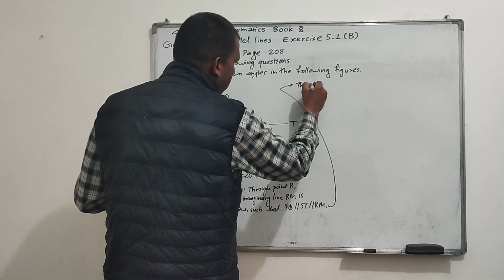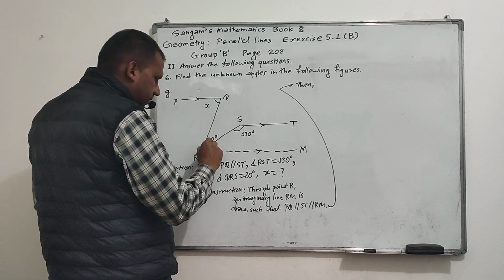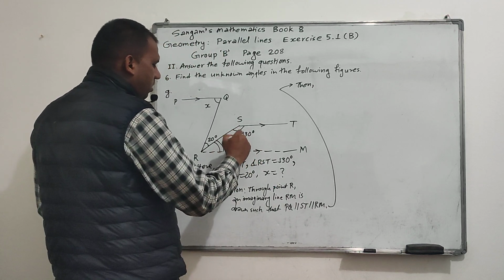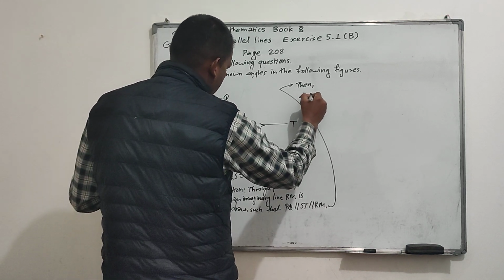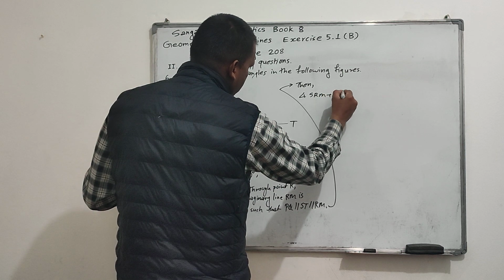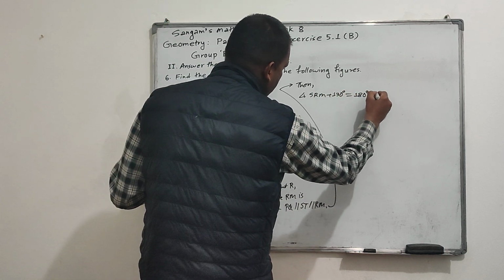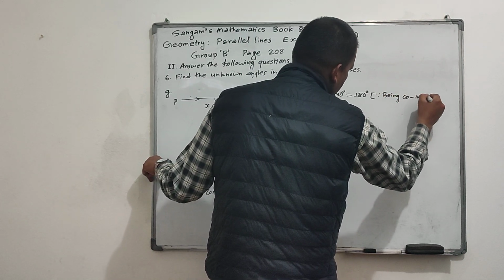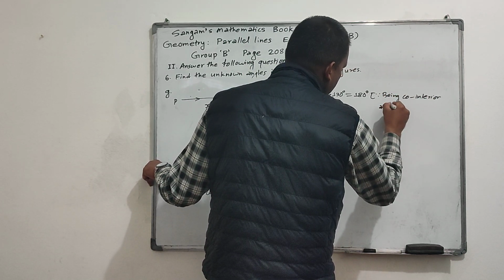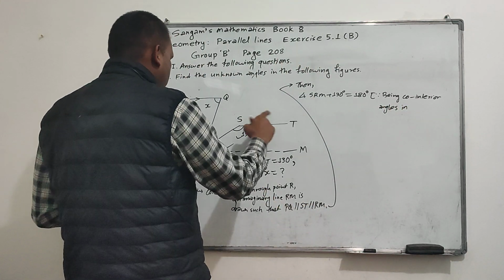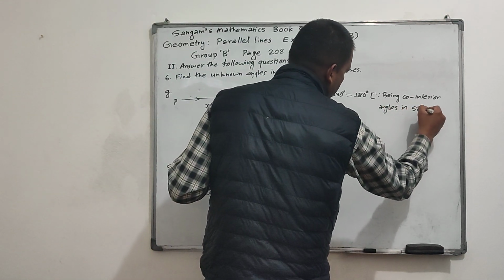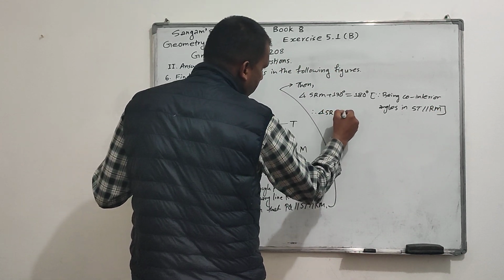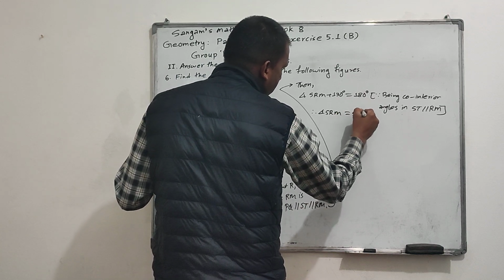Then angle SRM plus 130 is 180. They are co-interior angles, so angle SRM plus 130 is equal to 180 degrees, being co-interior angles in ST parallel to RM. Therefore, angle SRM is equal to 180 minus 130, that is 50 degrees.